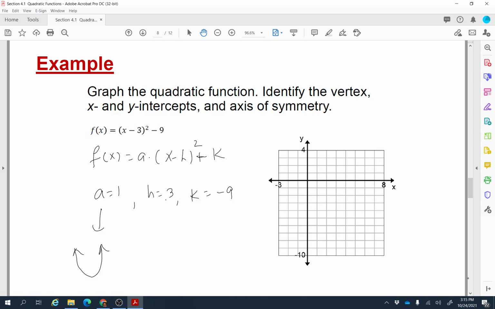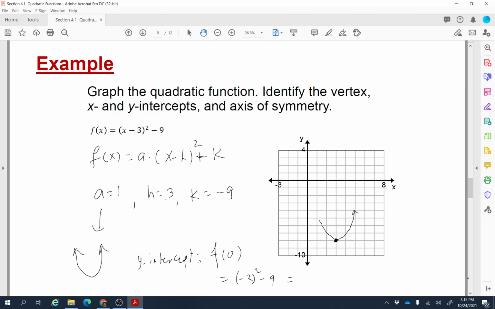h, k gives you the vertex, so the vertex is at 3 and negative 9. Now we know the graph looks like this, concave up. And then to make the complete graph, you can find the y-intercept. The y-intercept means the point where the graph intersects the y-axis, so that can be found by finding the value of the function at 0, putting x equal to 0 here. That will be negative 3 squared minus 9.